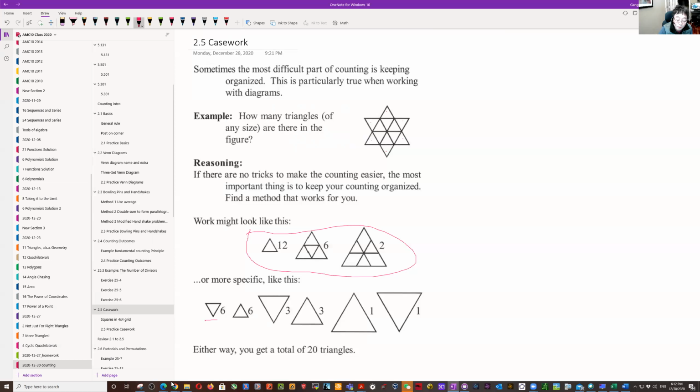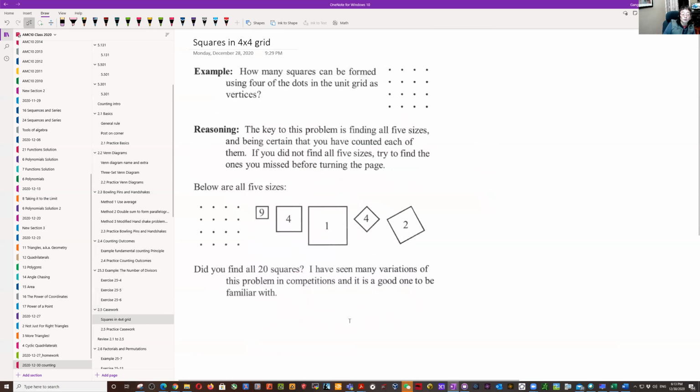If you like, up-facing 1-unit triangles, you can find 6, and down-facing 1-unit triangles, then you can find more of up-facing medium-sized triangles, up-facing bigger triangles. So if you do it in a different way, no matter how you count it, you should always come up with 20. And so this is the casework.